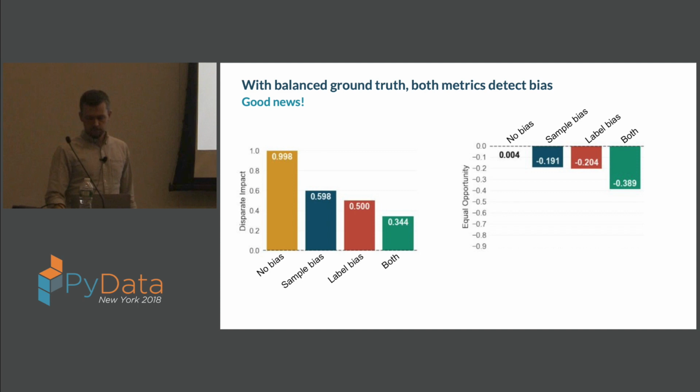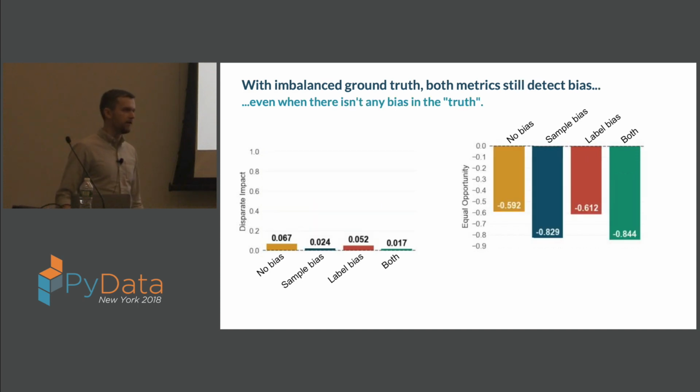Unfortunately, the picture is dramatically less rosy if you're in a hypothetical world where ground truth is not balanced between your classes. So this is the same measurement, disparate impact over here on the left, equal opportunity. A value of 1 means no measured unfairness over here. A value of 0 means no measured unfairness over here. And we can see that in the unbalanced ground truth case, both of these metrics are measuring dramatic unfairness even when we haven't injected bias into our data.